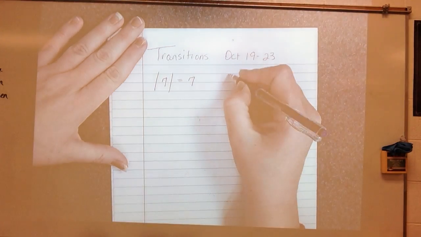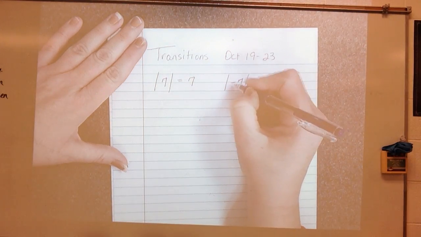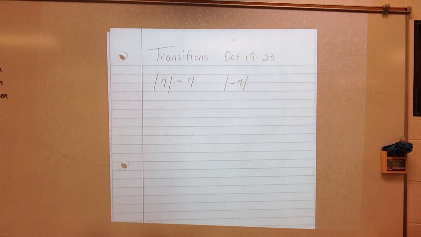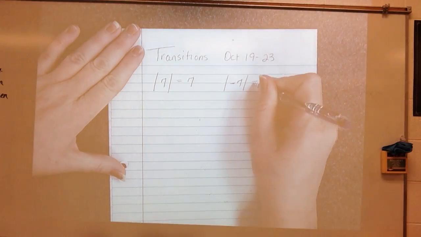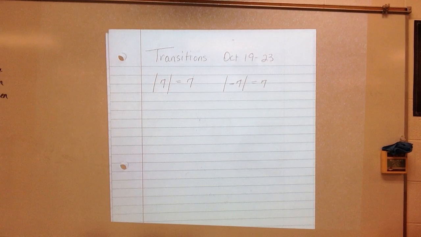So if I want to look at the opposite, what is the absolute value of negative 7? Once again, I'm looking at how far it is away from 0. Well, it is also 7 units away from 0. So my absolute value here of negative 7 is positive 7. So we look at absolute value as distance.